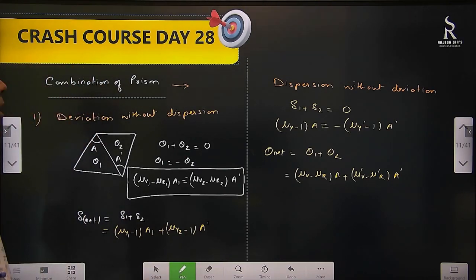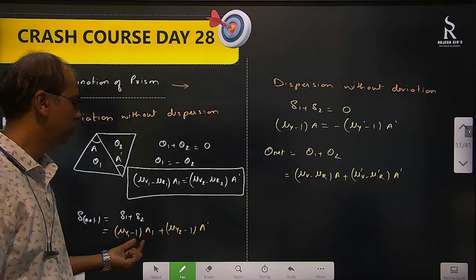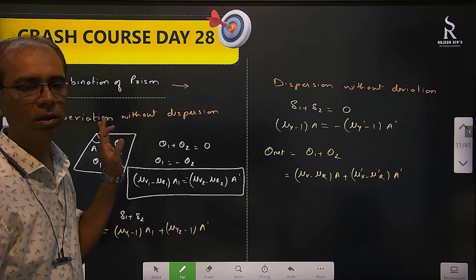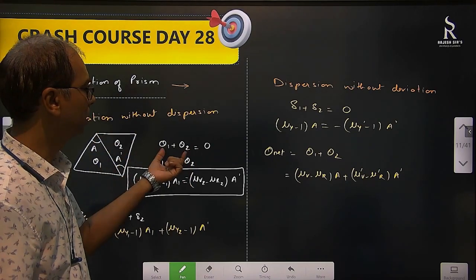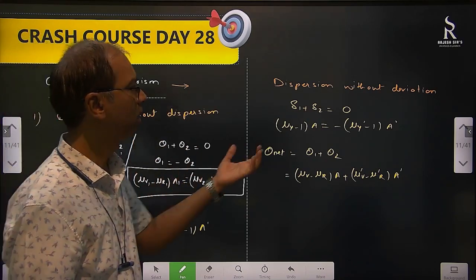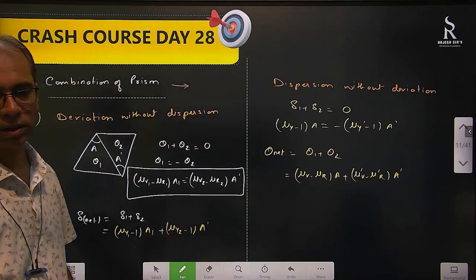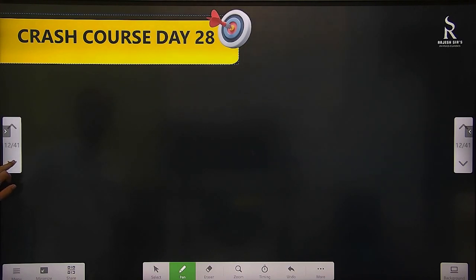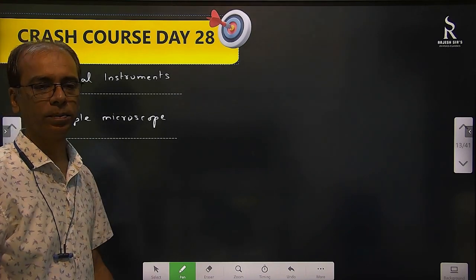So here we have taken in terms of dash, and here we have taken in terms of 1 and 2. So these are the two cases that we have in combination of prism. You don't have to remember formula, only remember this: theta 1 plus theta 2 equal to 0 here, and net deviation delta 1 plus delta 2 here, delta 1 plus delta 2 equal to 0, and net dispersion is theta 1 plus theta 2. This is what we know about prism. So prism is over.